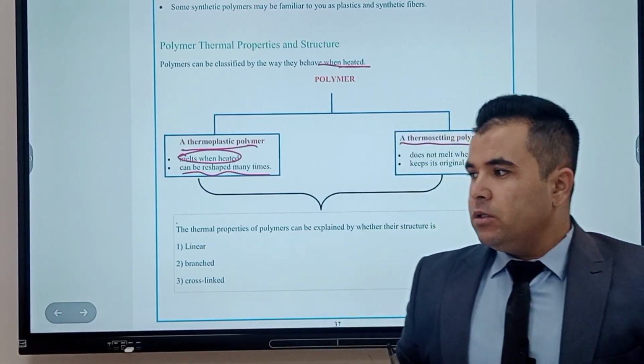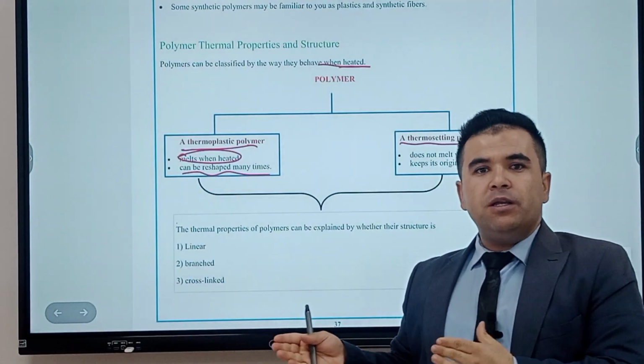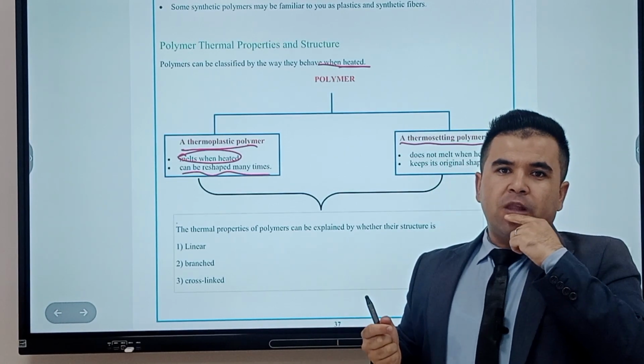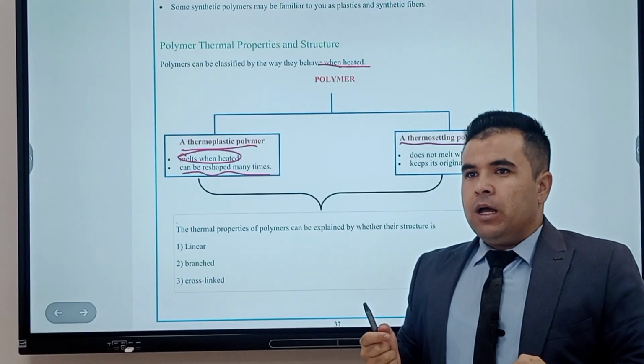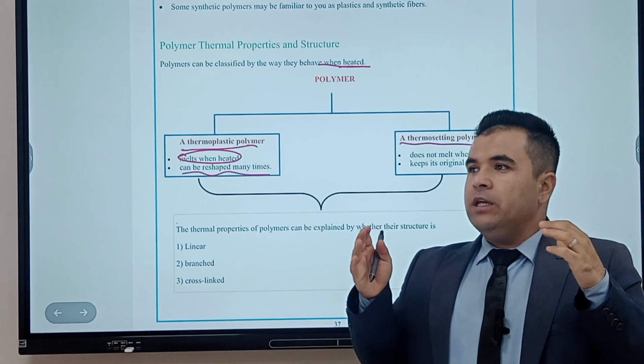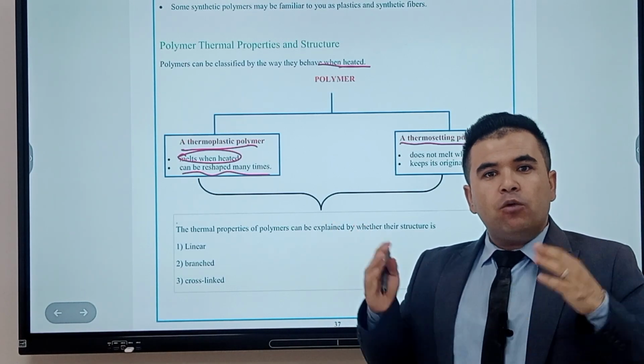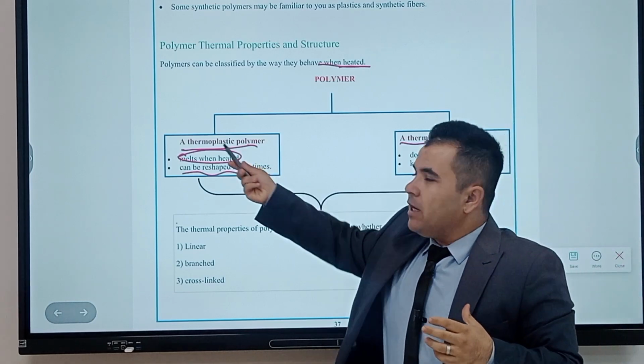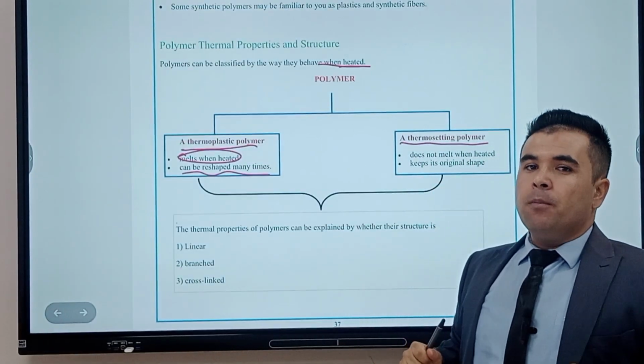The nylon, the plastic, the rubbish bins, the bottle for water, all the plastics that we use in our daily life can be melted and are classified as thermoplastic polymers.